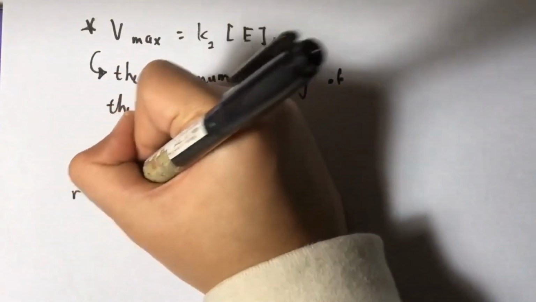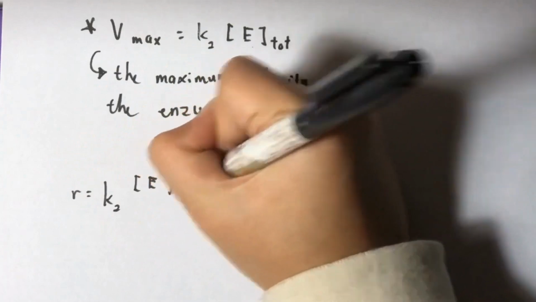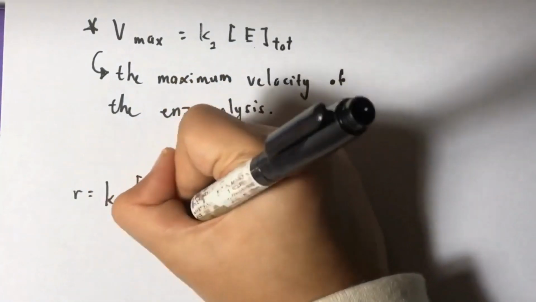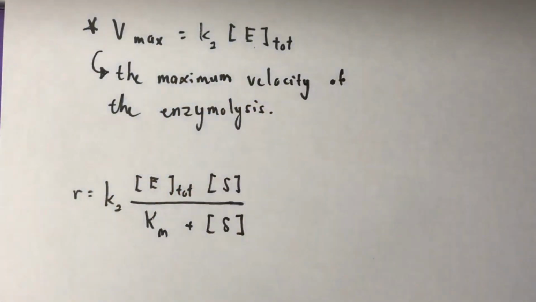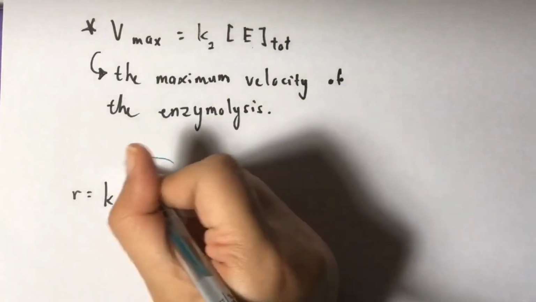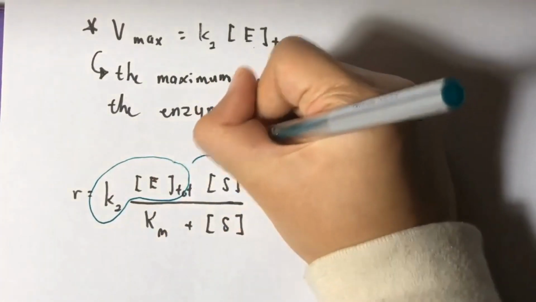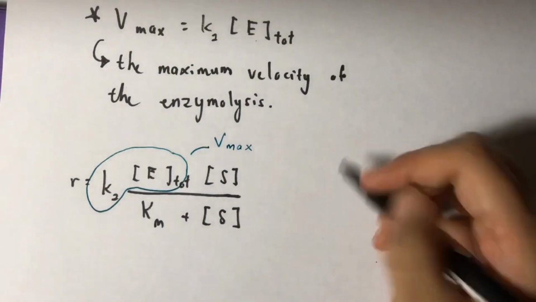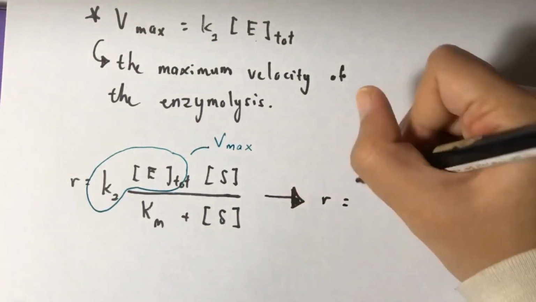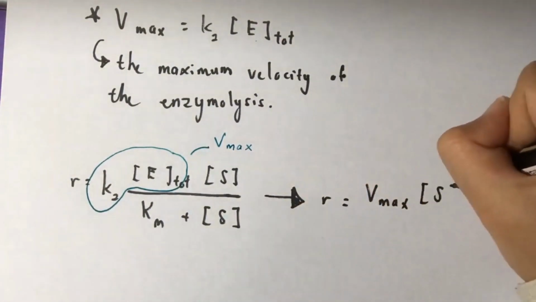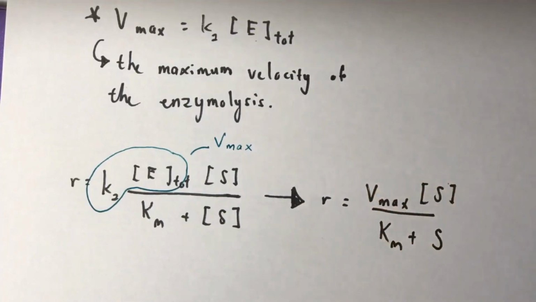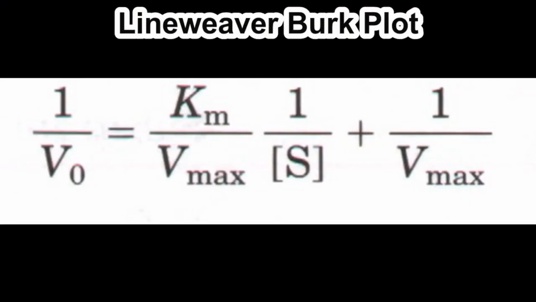Alright, so what's written right now is the Michaelis-Menten equation, and the one I'm circling is the Vmax. So we can also substitute k2 multiplied with the enzyme concentration with the Vmax. Next, if we solve for the reciprocal of the Michaelis-Menten equation, we will obtain this expression, which is a Lineweaver-Burk plot.